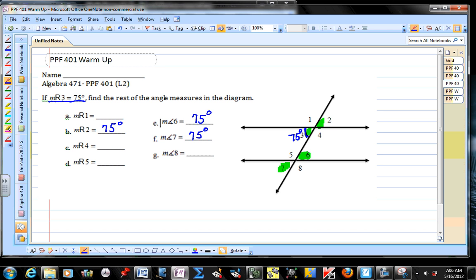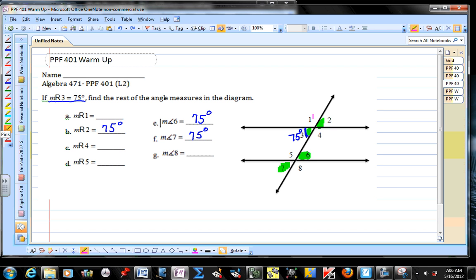Now there's a lot of ways to think about this. You could have said, well, if angle 6 is 75 degrees, angle 7 and angle 6 are vertical angles, they're congruent, therefore angle 7 is 75 degrees. Now, there's a lot of different ways you can think about solving these problems. But now, let's see what else we can find out.